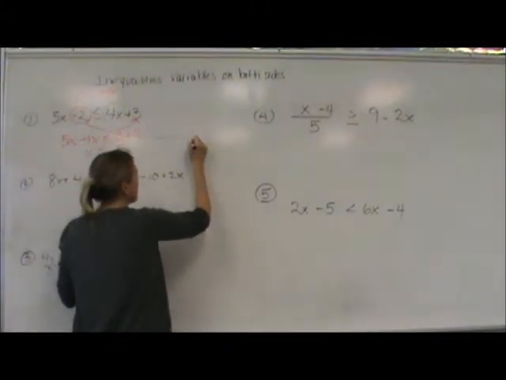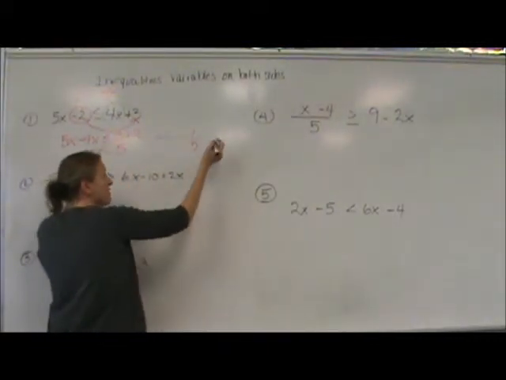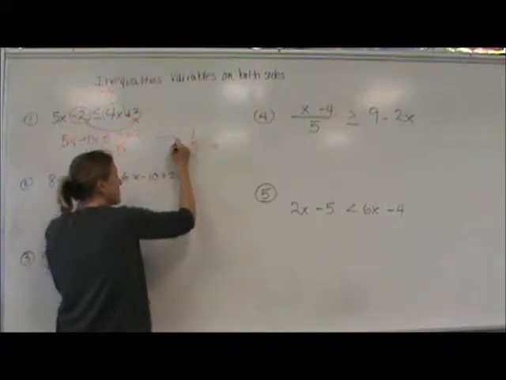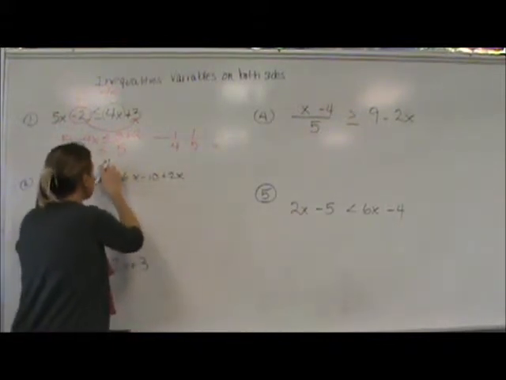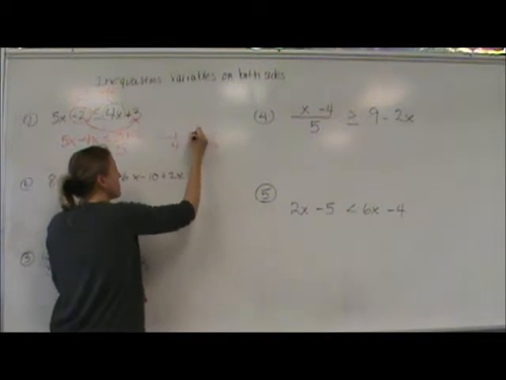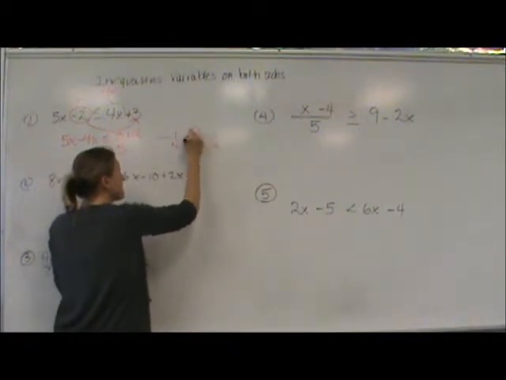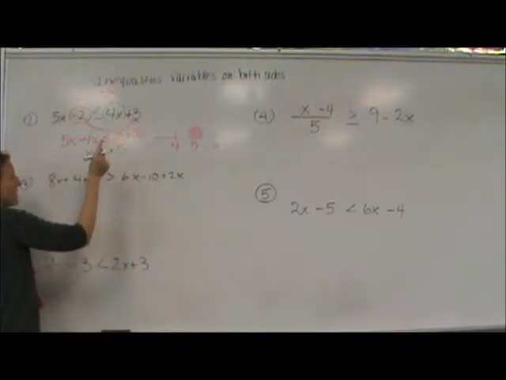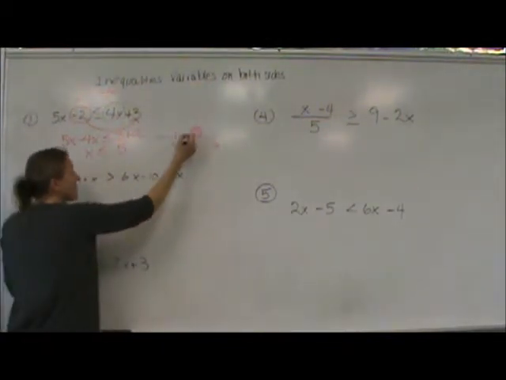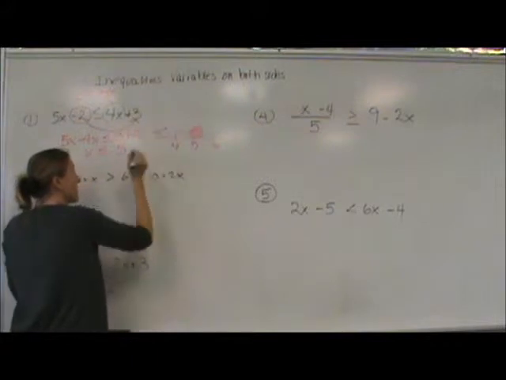Now I need to graph it. I put about 3 numbers on there: 5, 6, 4. It is less than or equal to, so I need to close my circle because I have the line. And since this is a less than, L is for left, so I'm going to go to the left.